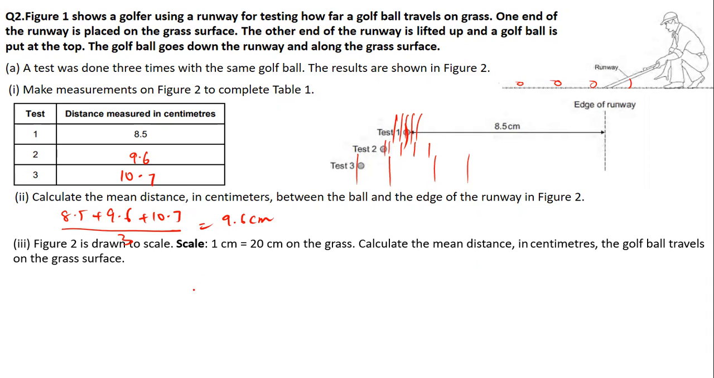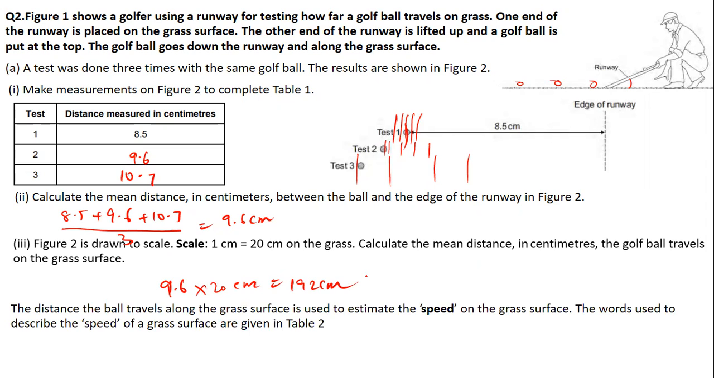192. So you have to multiply 9.6 by 20 centimeters. What is the answer you're getting? 192 centimeters. Okay. So it has really traveled nearly 2 meters on the grass. Now let us move on to the next one.